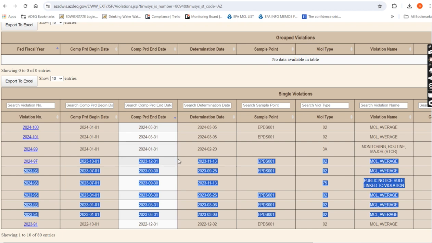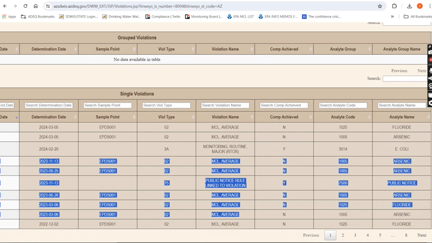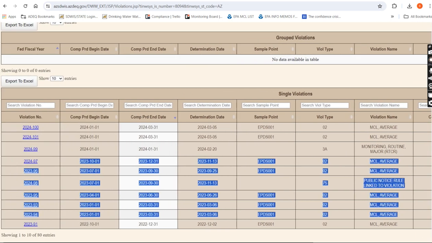So again, all of this should be coming up on the generated report for you. But if you want some more information about what happened and whether or not compliance has been achieved, so whether or not these violations have been closed, you can go here and find more information there.